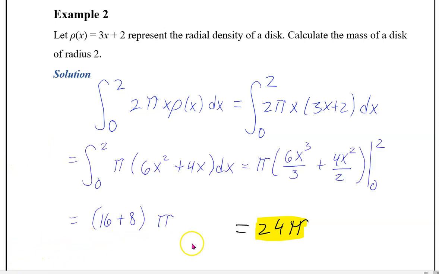You should have gotten 24 pi for the mass of this particular disk. Since it didn't give units, you can assume that perhaps they're kilograms or grams, but it is the mass.